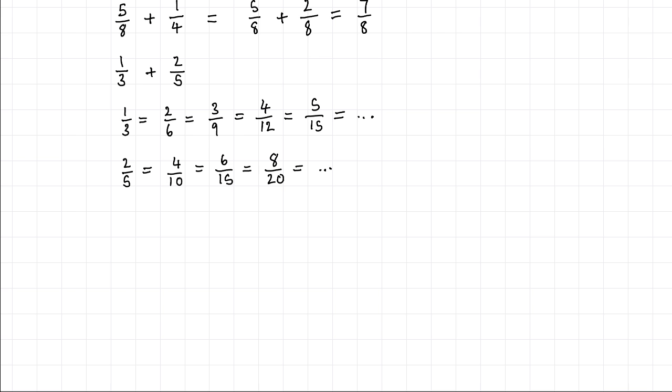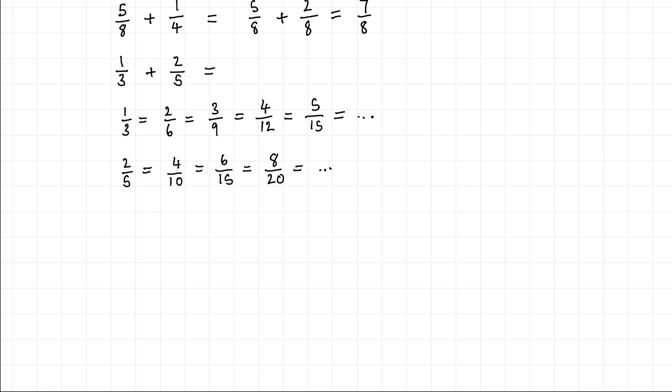Now you can see that I know that 1/3 is equal to all of these fractions, and 2/5 is equal to all of these fractions, and I can write more as well. Now I can see that I've got 5/15 here and I've got 6/15 here. Now if I know 1/3 is equal to 5/15, and I know that 2/5 is equal to 6/15, I can rewrite this calculation, and then that might actually help me add it. So I'm just going to write this again.